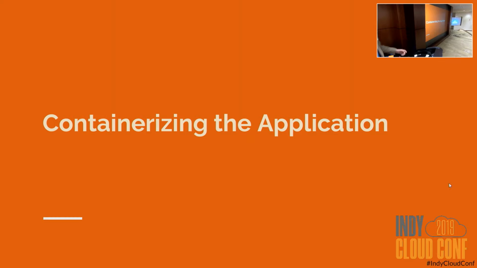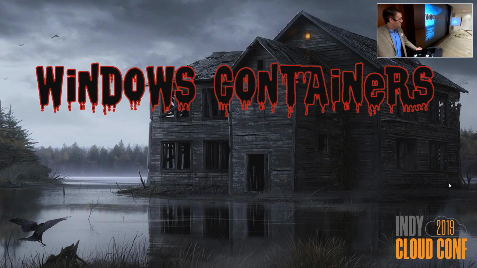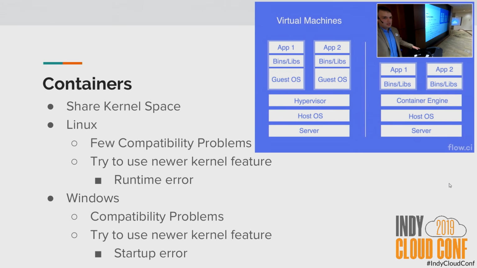So, starting off with containerizing the application. This was a C# legacy ASP.NET application, which meant no .NET Core. We didn't have the time to change that, so that meant we couldn't use Linux containers. We had to resort to the spooky Windows container. Frightening, I know. So this is where we have to get into some of the nitty-gritties of containers. Usually you can kind of just be like, oh, they don't have a guest operating system, and that works.